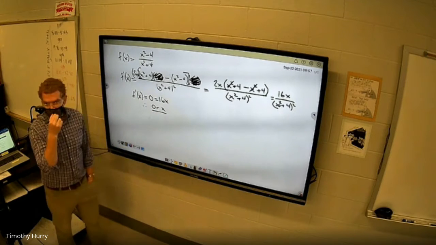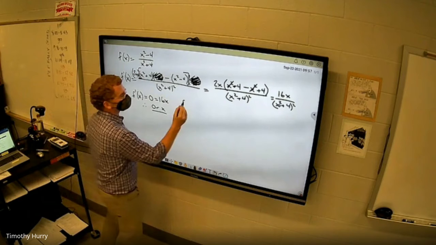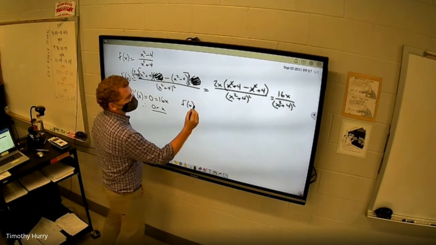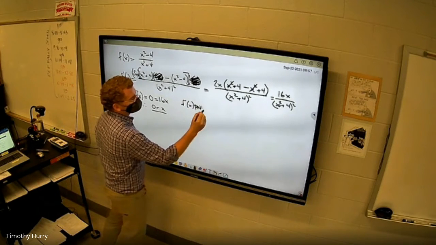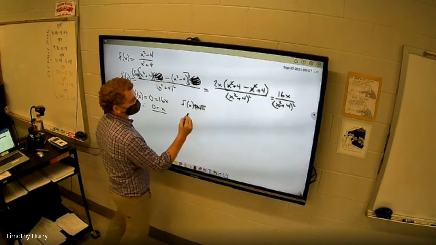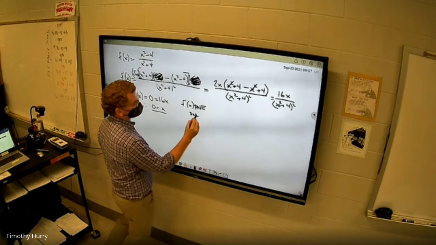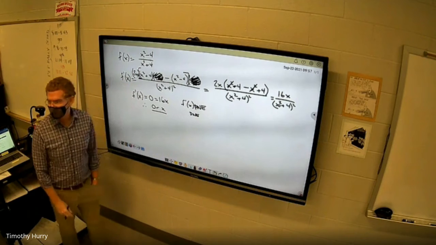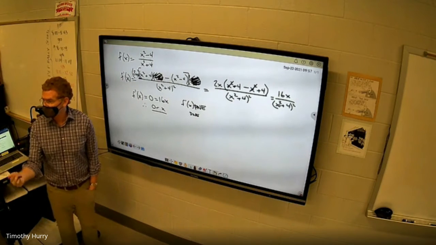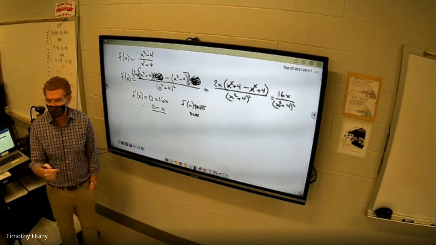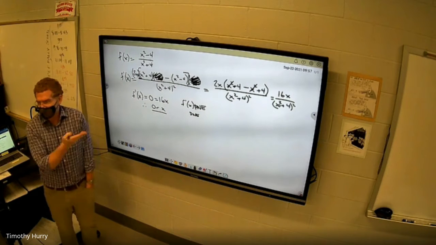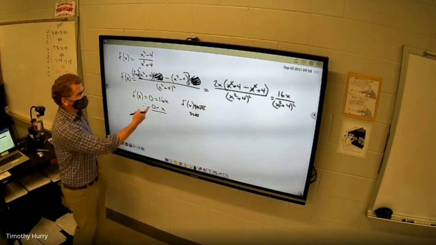And then where else is that equal to 0? The derivative of x is defined nowhere. You could say doesn't exist, I guess. There's no place where it doesn't exist, right? Because the only place it would not exist is if the denominator was 0, right? But the denominator is never going to be 0. We just talked about that. So that's your only critical number.